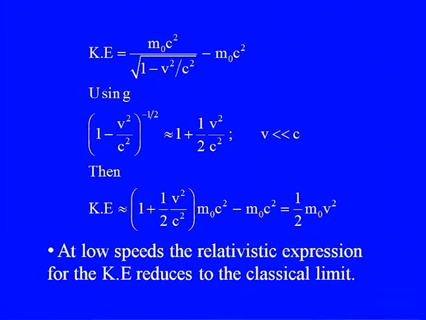Of course, then you subtract m0 c square from here. What do you get? It's very simple, you get half m0 v square. So indeed, since the mass of the body doesn't change in non-relativistic classical physics, it's half mv squared, m being the rest mass of the body. So we do see that it reduces to the classical limit at low speeds.